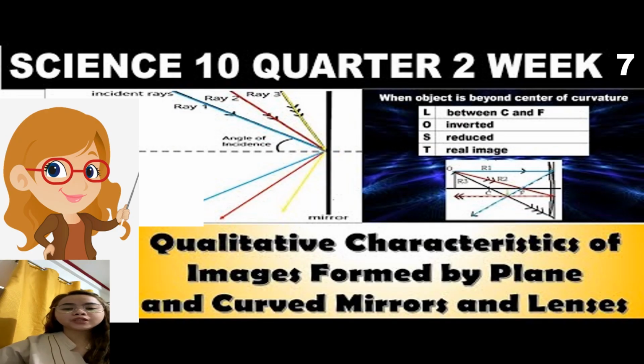But before we proceed with week 8, let's have a little recap of week 7, which is all about qualitative characteristics of images formed by plane and curved mirrors and lenses. That tackles the LOST, or loss: L is for location between C and F, O represents orientation, inverted, S is for size, reduced, and letter T is for type, real image.